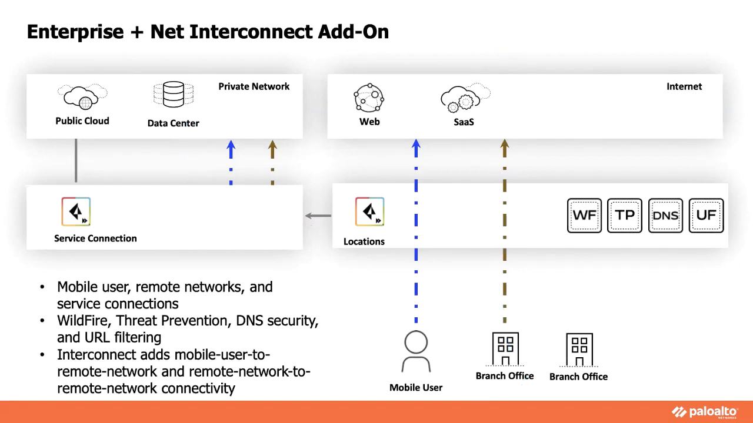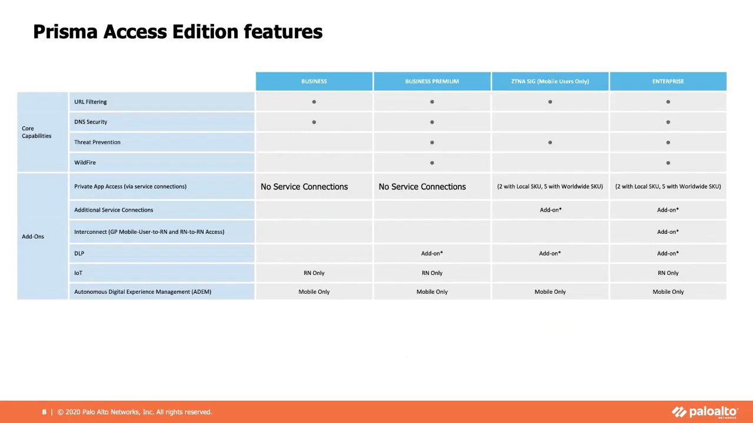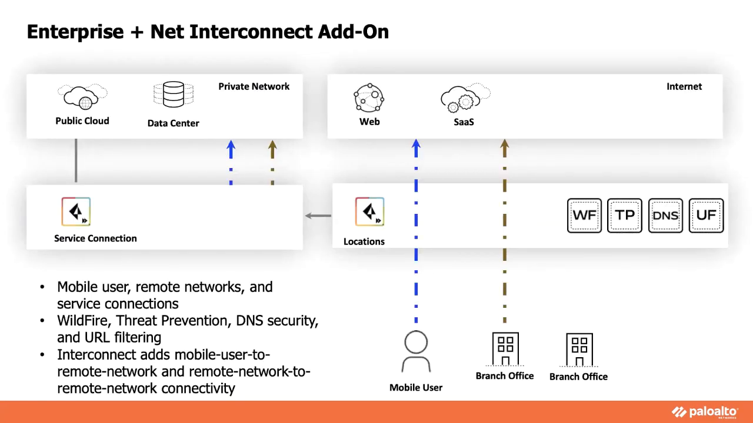If we add Interconnect, the Net Interconnect add-on, now we have the ability for a mobile user to be able to reach a user in a branch office, or a resource in a branch office, or a remote network, an RNSPN, or a user behind an RNSPN, or have branch-to-branch connectivity also. So this would require you to have the enterprise licensing as well as the Net Interconnect add-on. So depending upon your licensing levels, you have these options available.